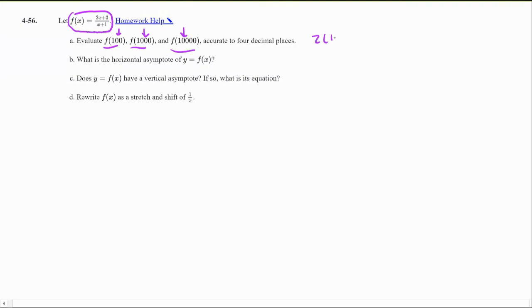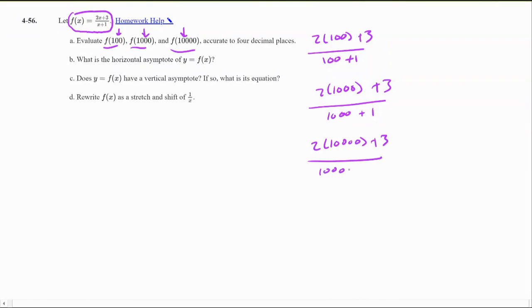So to do that, I would just plug in 100 in for x, 100 plus 1. Then I would plug in 1,000 plus 3 over 1,000 plus 1. Then I'd plug in 10,000, 1, 2, 3. And I would just do this on a calculator. And what I end up getting is 2.0099 for the first one, then 2.00099, which actually rounds to 2.0010. And then the last one, 2.0001, if I round that correctly.